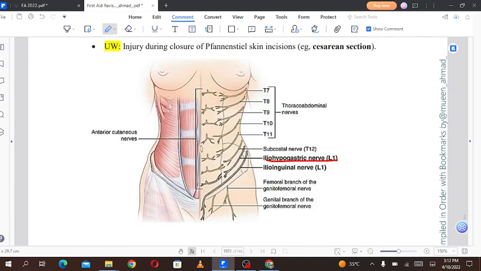There is a UWorld point: injury during the closure of the, I don't know what that is, Pfannenstiel skin incision in the C-section. So let me look at that. It is the Pfannenstiel skin incision. Okay, let's select that.